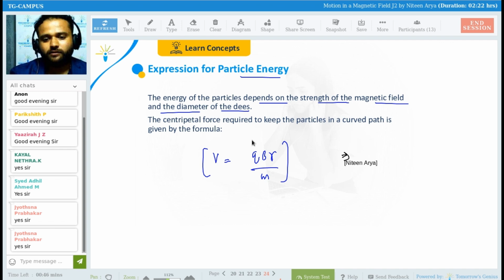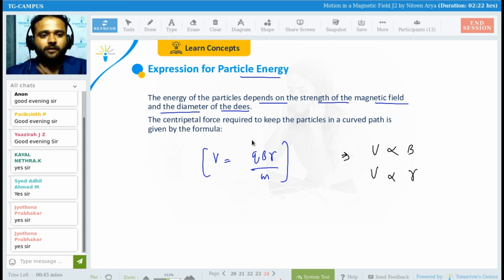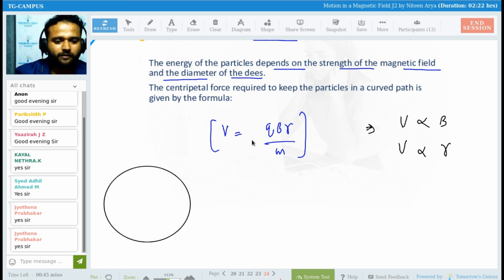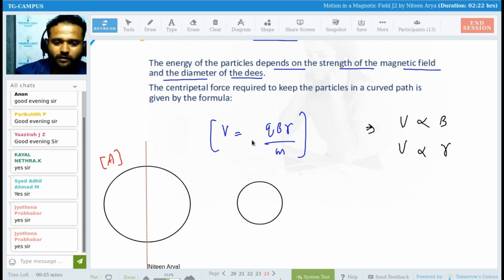So from this, my V directly depends on the magnetic field. My V directly depends on R. R is the radius of a D. The more broader the D, the larger my cyclotron is in shape. Suppose one cyclotron is of this shape and another cyclotron of this much shape only. So obviously the first cyclotron has more radius. If I make a D also, this is your D, this is your D.